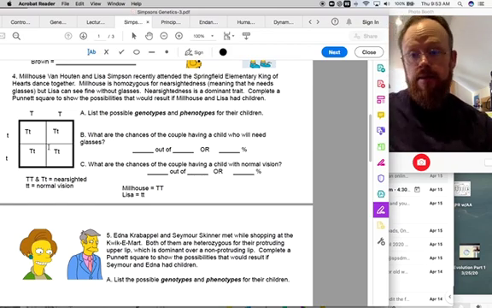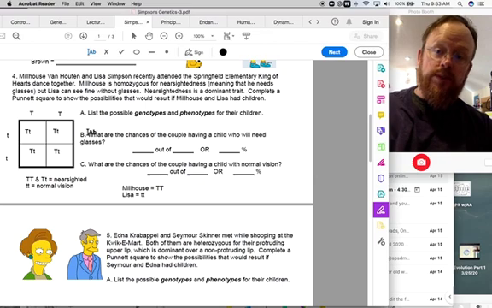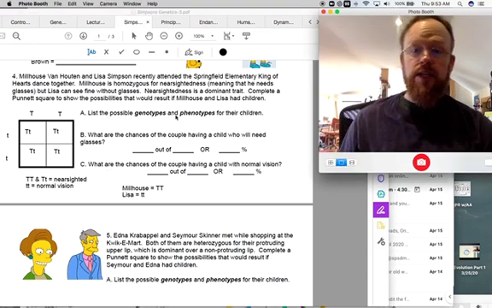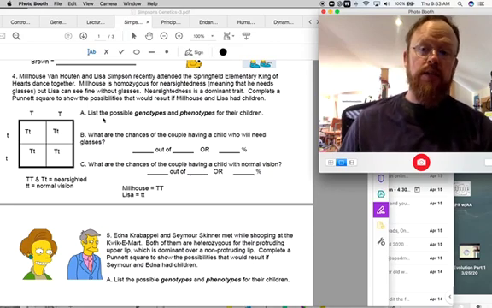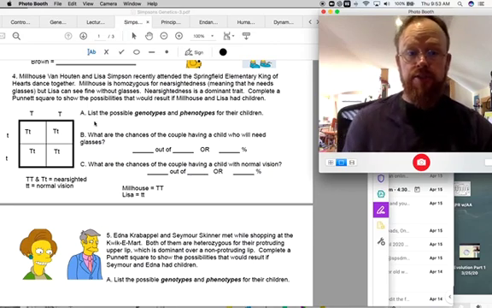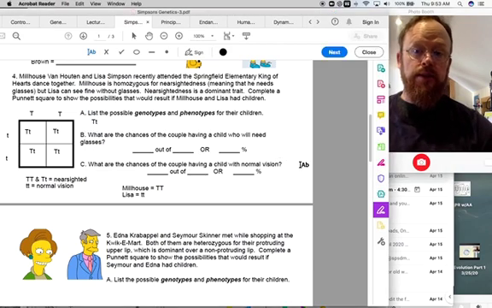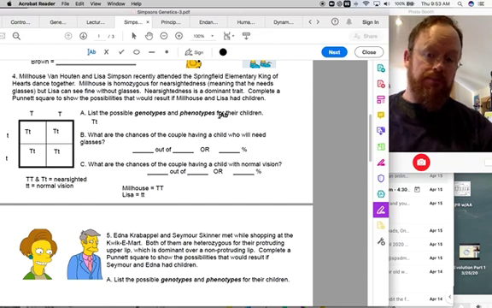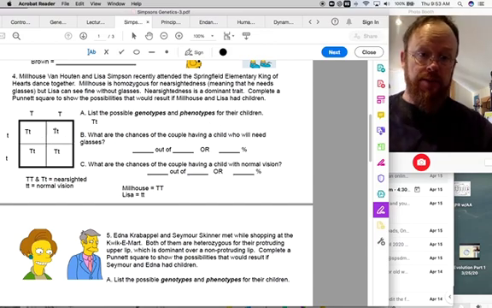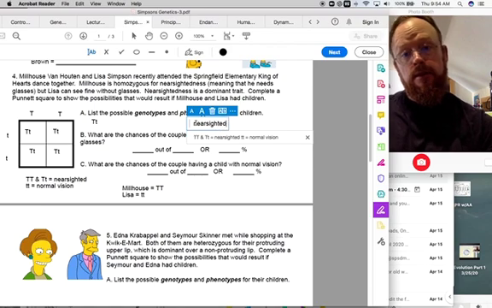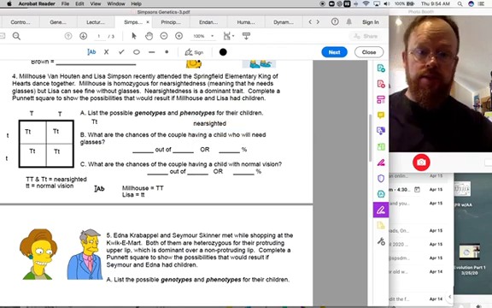Which means, in this case, let's go through A, B, and C. So A says, list the possible genotypes and phenotypes for the children. Okay, genotypes, those are the combination of alleles. So there's only one combination, and it's big T, little t, right? What are the possible phenotypes? We got that information right here. The possible phenotypes are nearsighted, because there's no other choice. All of the offspring are going to be big T, little t.